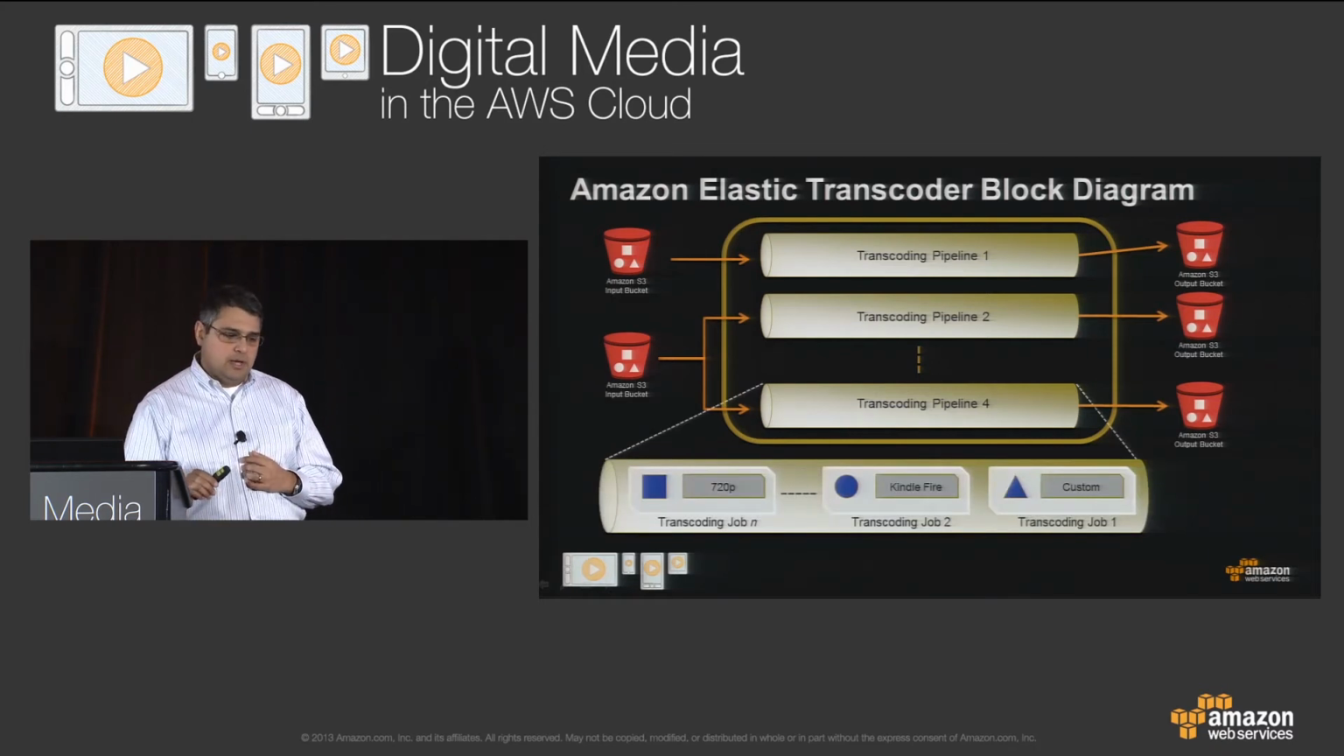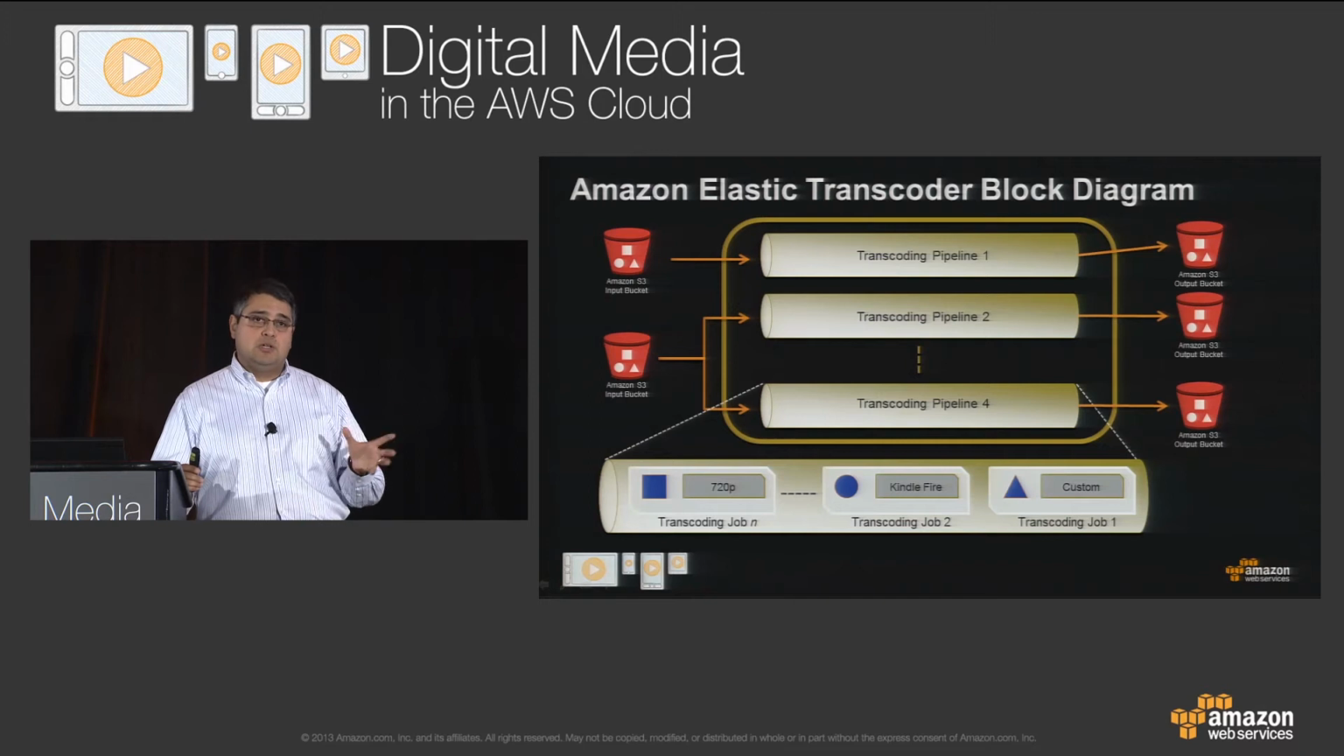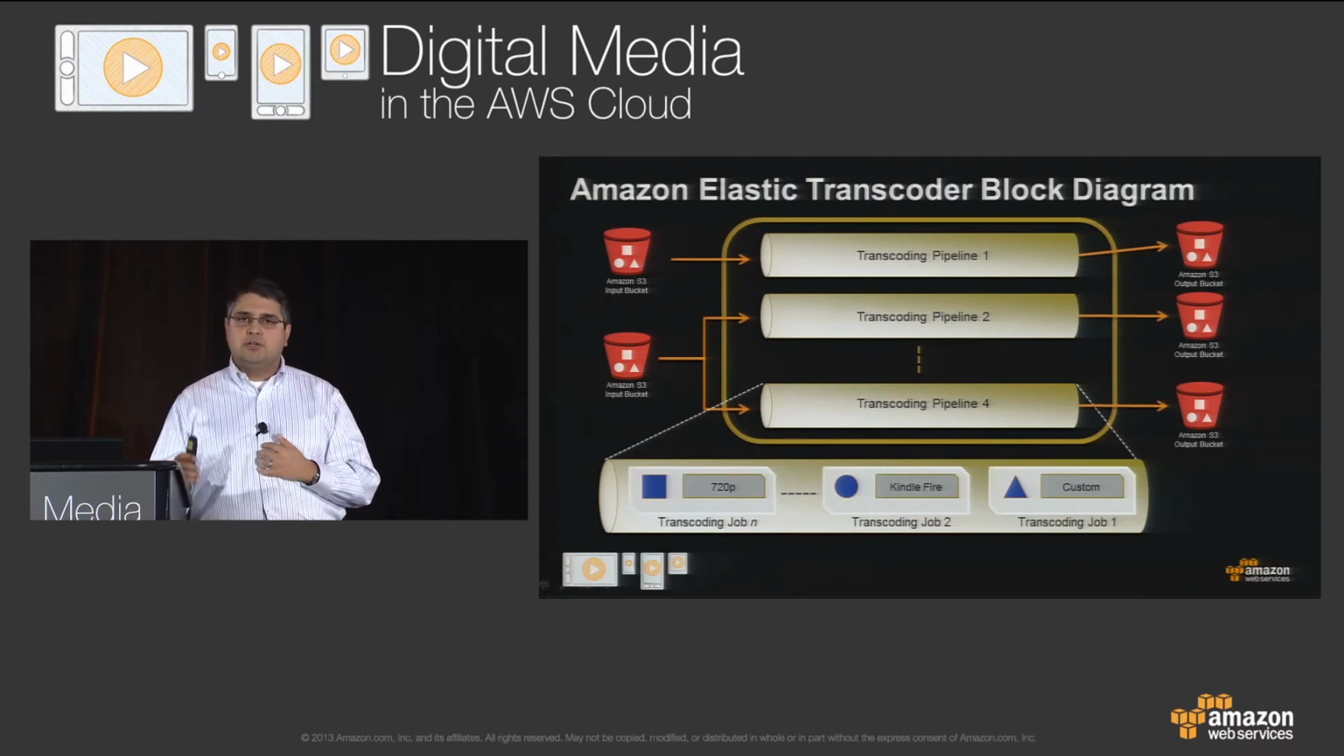Inside the transcoding pipeline, that's where the transcoding jobs live. The transcoding job contains a reference to the input S3 file, the output S3 file or object, as well as the transcoding preset that you want to apply for the transformation that you want to make. And these transcoding presets, if you've ever used a transcoder, our transcoding presets or profiles are very similar to others that you might have seen out there.